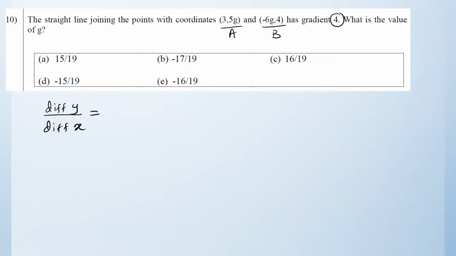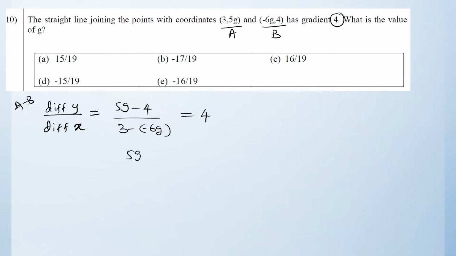But remember that we have to find the y difference and x difference in the same model, like a minus b or b minus a. So I'm going to find the y difference and x difference in the form of a minus b. So y difference will be 5g minus 4, and x difference 3 minus 6g. Since the gradient is equal to 4, we can equate this to 4.